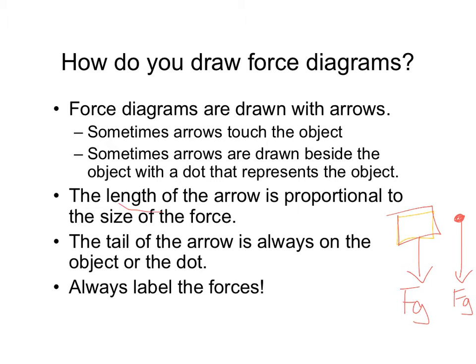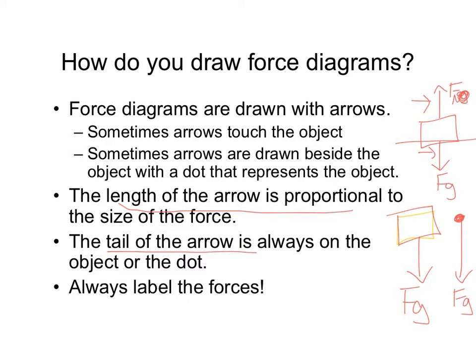The length of the arrow is proportional to the size. So essentially, say you have a book sitting on a table, the force of gravity vector should be the same length, so same magnitude, as the normal force, but in the opposite direction. So basically the sizes of your arrows tell you what's going on.